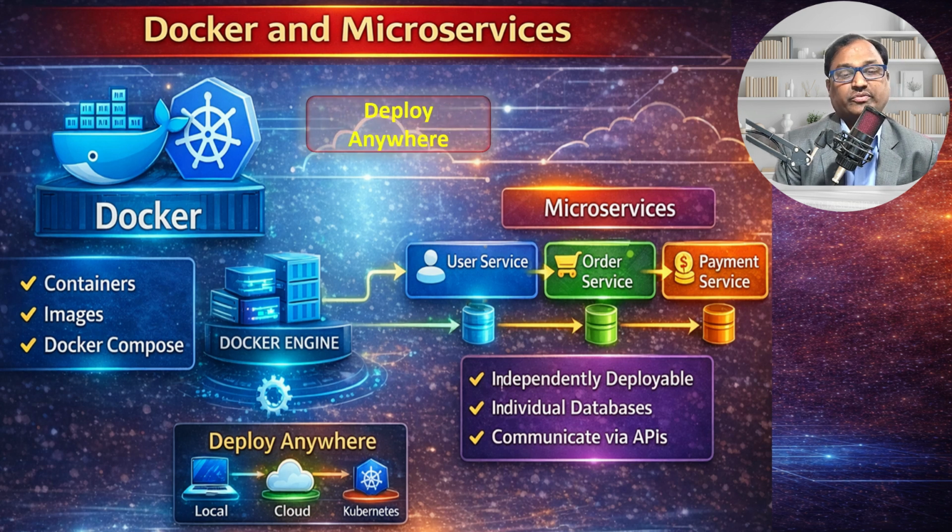Deploy anywhere. One of the biggest advantages of Docker is build once, run anywhere. You can run Docker containers on local machines, cloud platforms, Kubernetes clusters. Benefit side, using Docker with microservices provides faster deployment, better scalability, easy maintenance, high reliability. In summary, microservices divide the application into small services. Docker packages each service into containers, and together they create scalable, flexible, and modern systems.